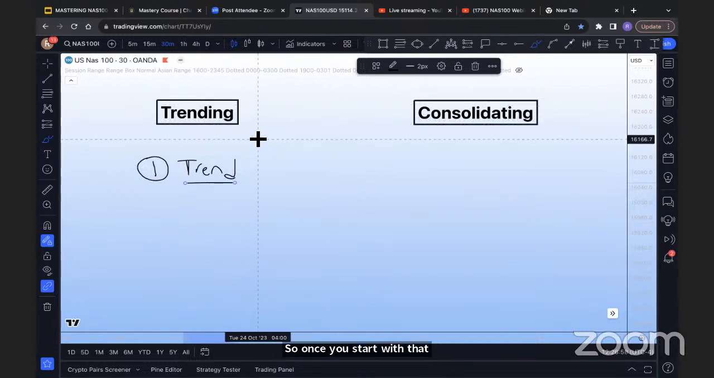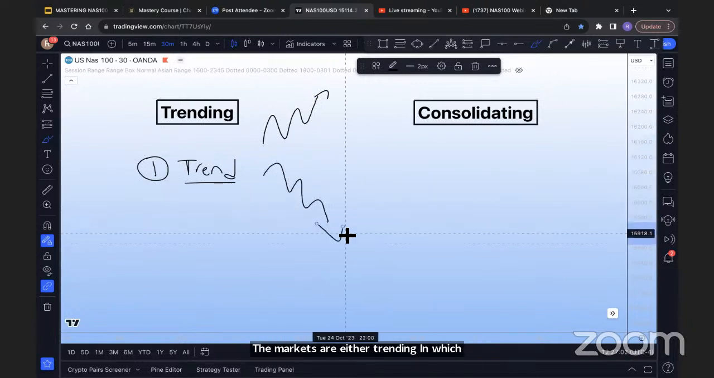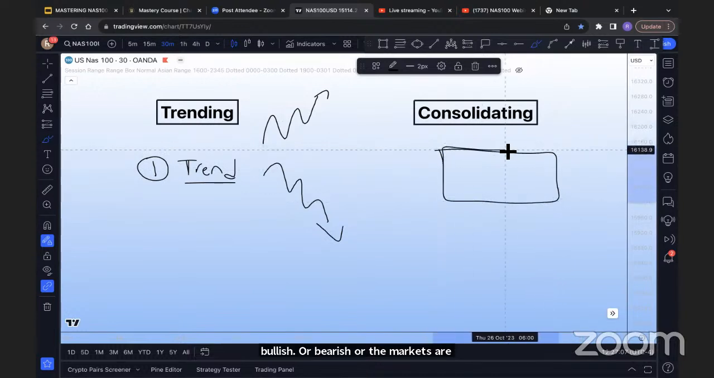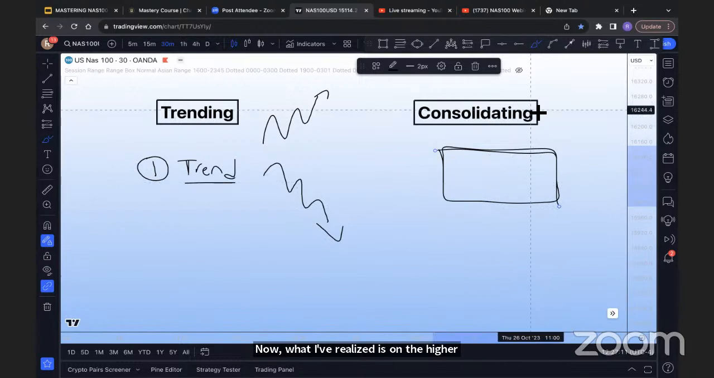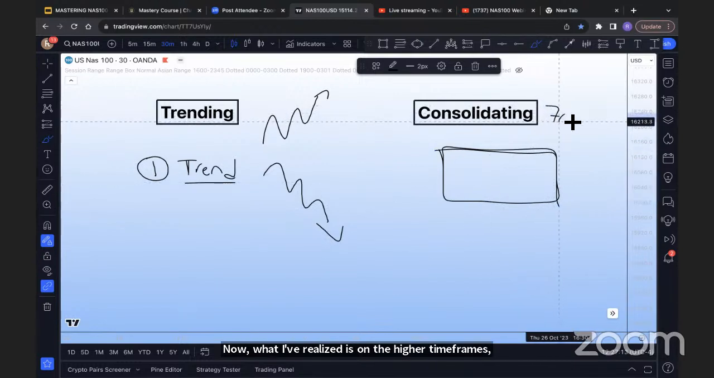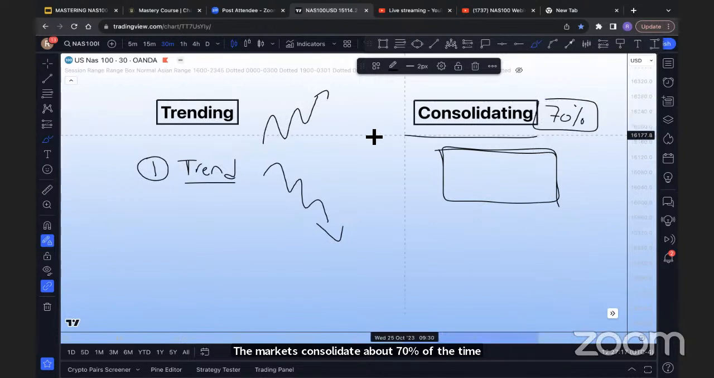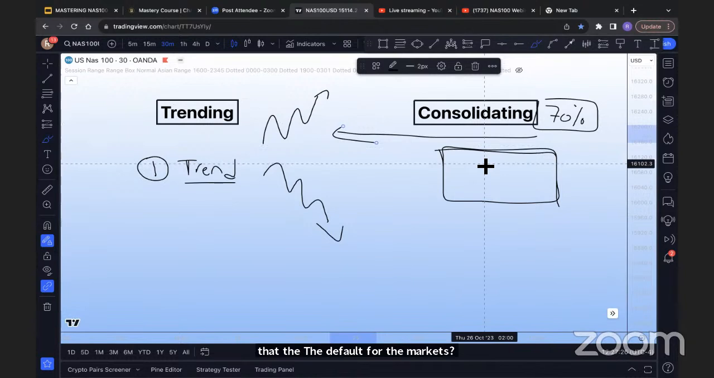Once you start with that exercise, you'll realize there's only two modes of operation for the markets. The markets are either trending, in which case they're bullish or bearish, or the markets are consolidating. Now, what I've realized is on the higher time frames, just basically on all time frames, the markets consolidate about 70% of the time. And then they will trend about 30% of the time, which means that the default for the markets is consolidation.